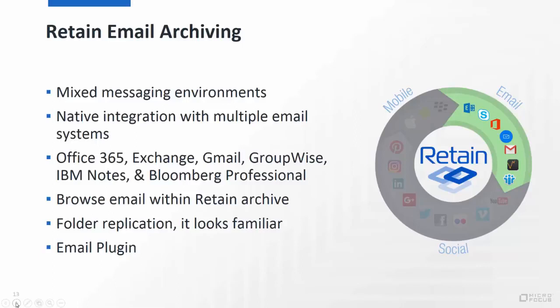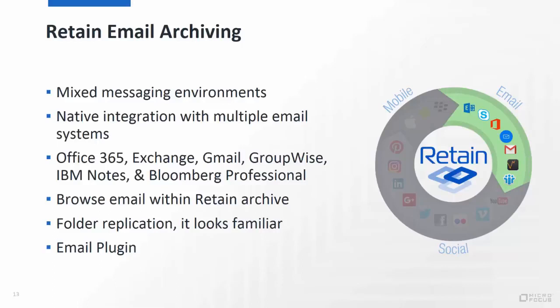Also, with Retain, you can browse email within the archive. You can allow your end users to access that archive and browse email directly from there. The folder structure is replicated so it looks familiar to an end user. And then, of course, the administrator or other named users can access the entire archive and perform search and eDiscovery of that entire archive. And as I stated before, there is an email plugin that allows you to access the archive directly from your email client.